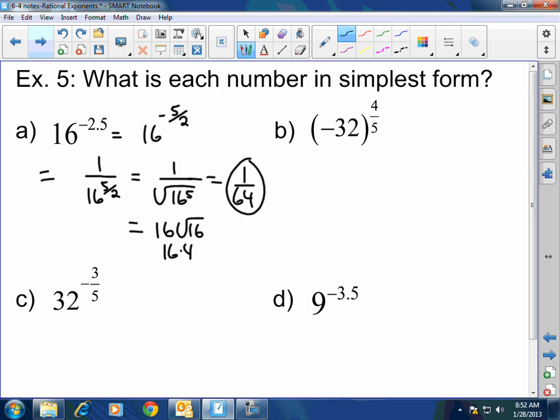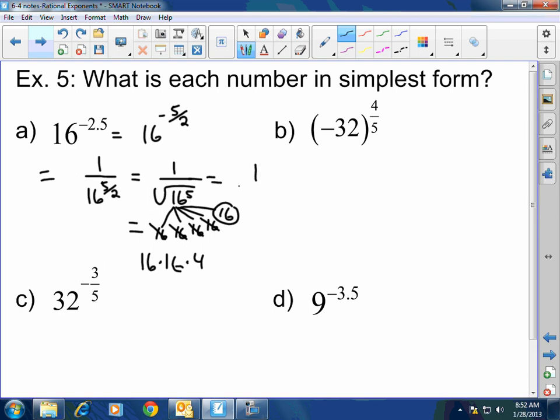And actually, wait. I think that's wrong, because I have 4 sets of 16. I'm sorry. I'm not paying attention. Instead of trying to do it in my head and be fancy, let me do it out the right way. 1, 2, 3, 4, 5. Okay, I got 16, 16, 16, 16, 16. Let's make this a little bit easier. I got 2 and a 2. So I got a 16 that comes out times another 16 that comes out times the square root of 16, which is 4. So it's going to equal 1 over 1,024. Sorry about that little snafu there, guys.